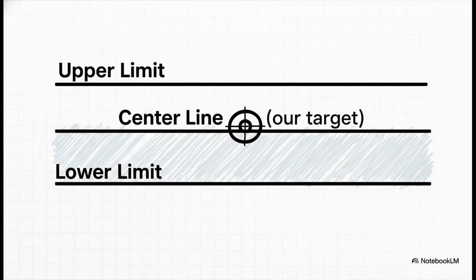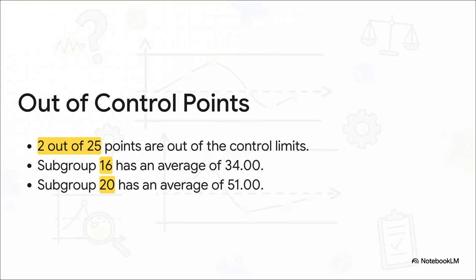So here's our playing field. We've got our center line, our target right at 40.24, and then we have our upper and lower limits, which create this zone of normal expected variation. Now, let's take our 25 data points and see where they land. As long as they stay between the lines, we're golden. The process is stable.